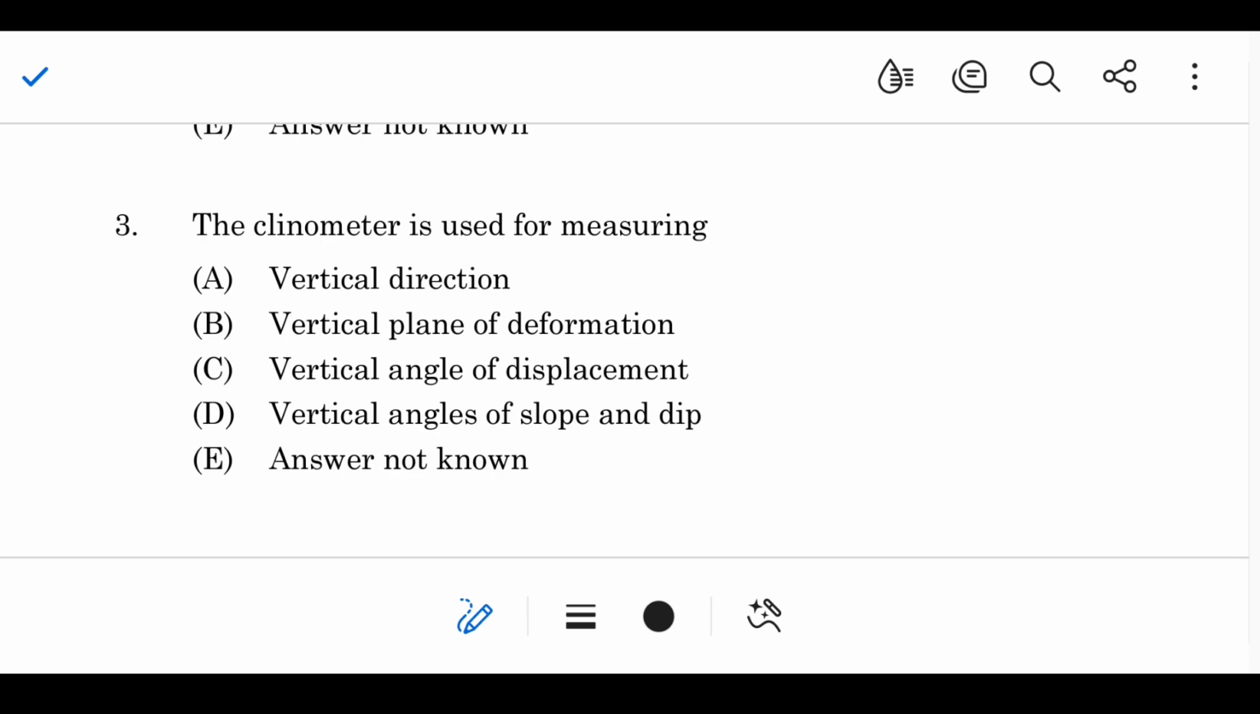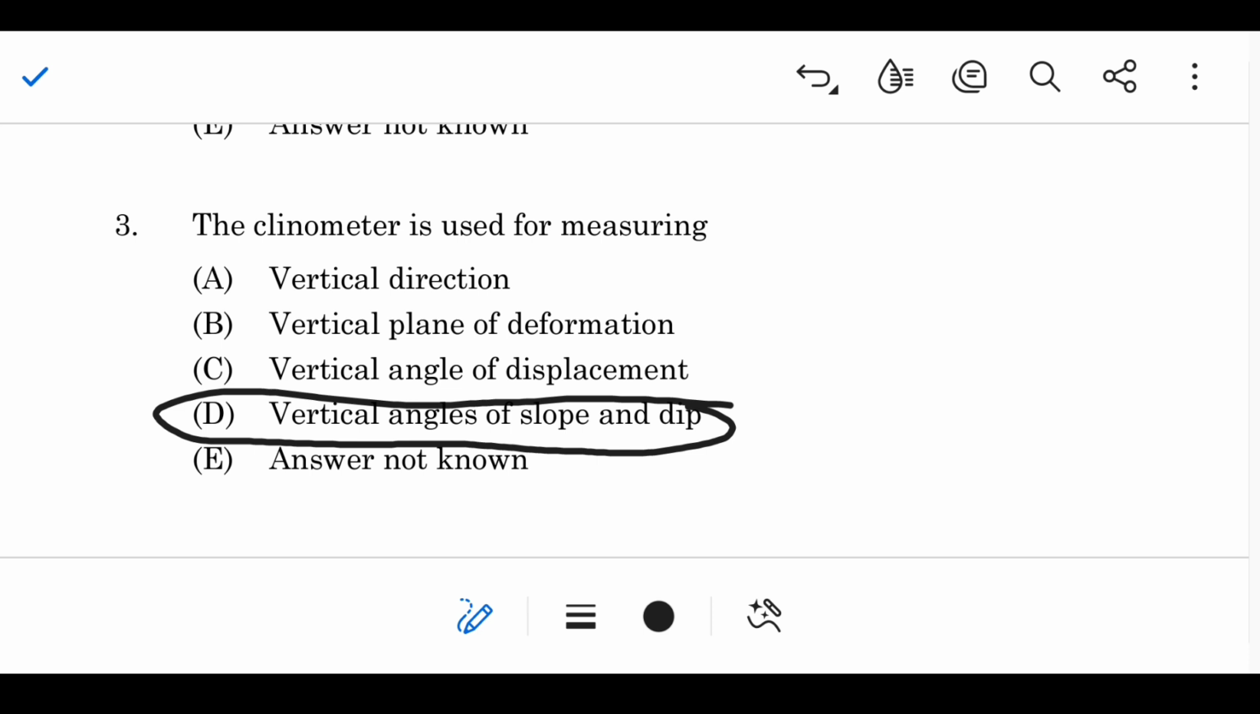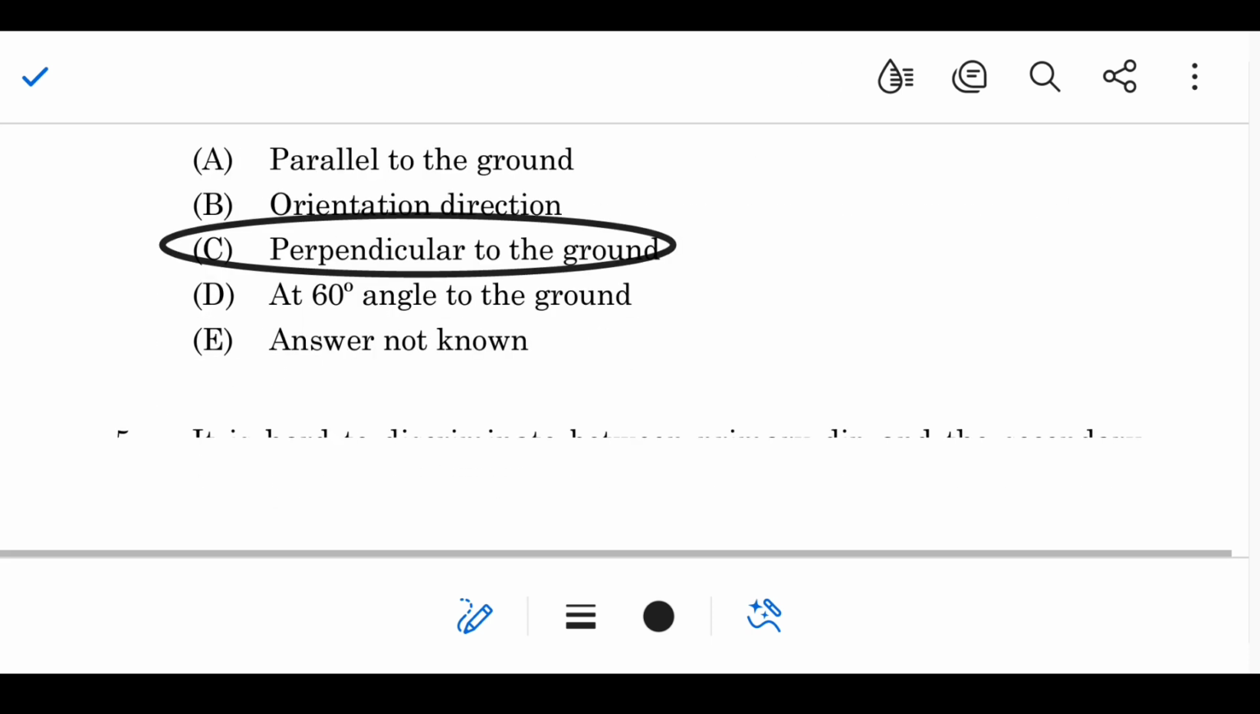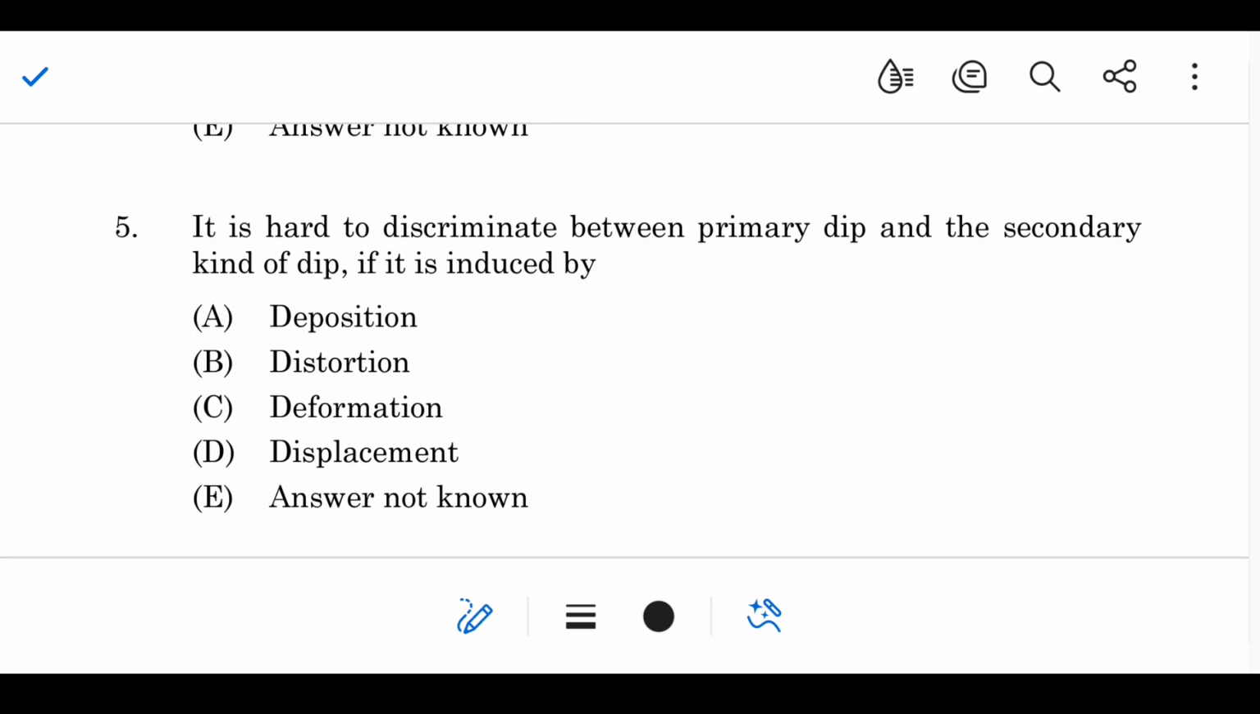The next question, the clinometer is used for measuring vertical angle of slope and dip. Next, fourth question, when measuring strike using clinometer, the instrument should be held perpendicular to the ground. Next question, it is hard to discriminate between primary dip and secondary dip if it is induced by deformations.